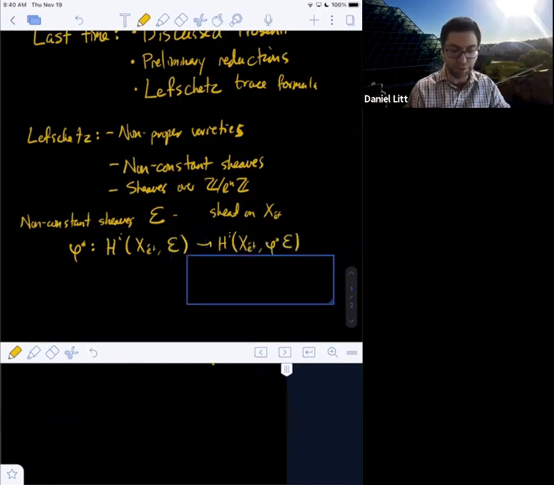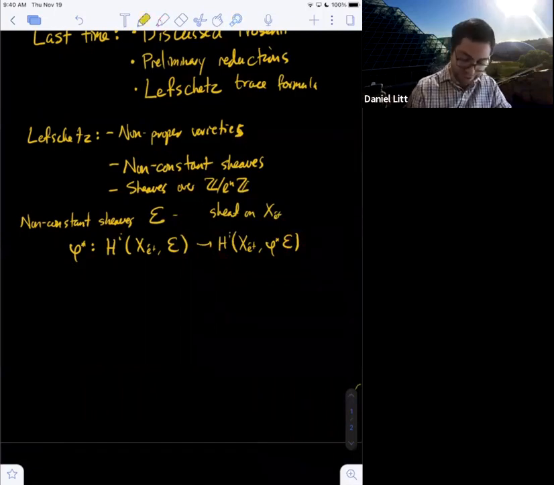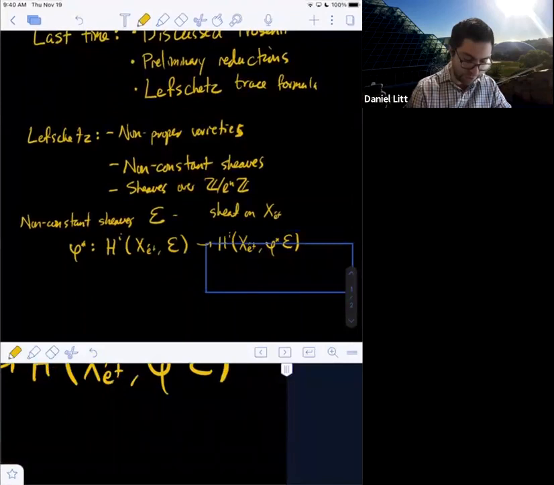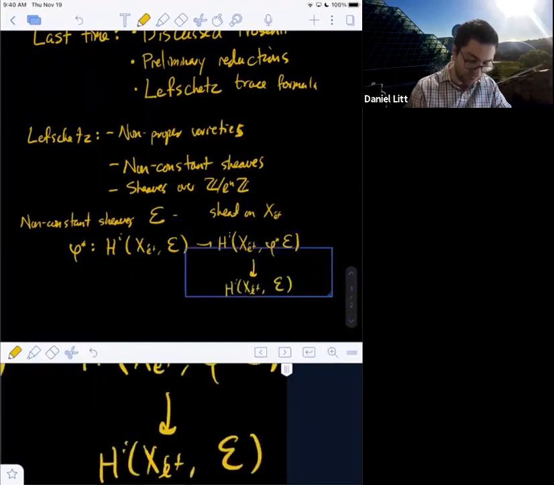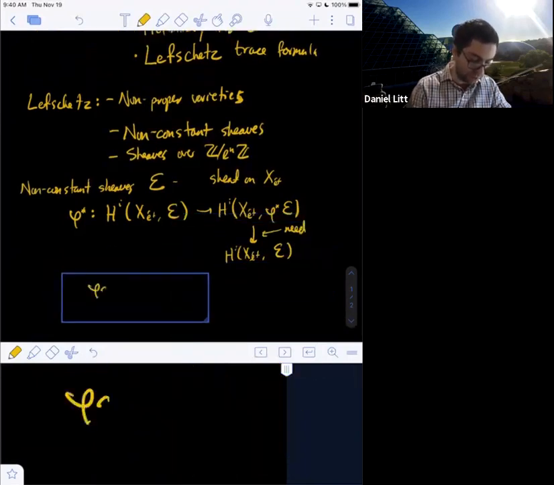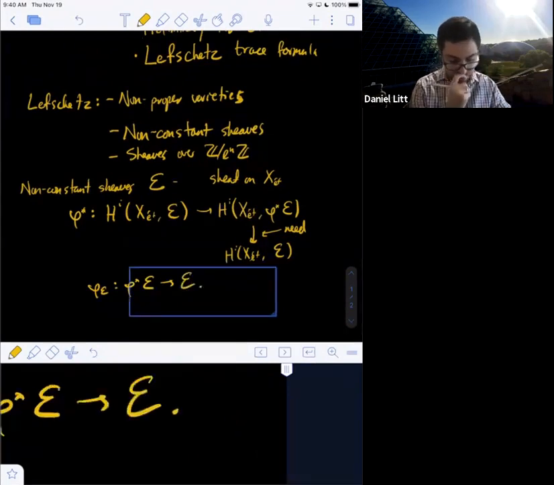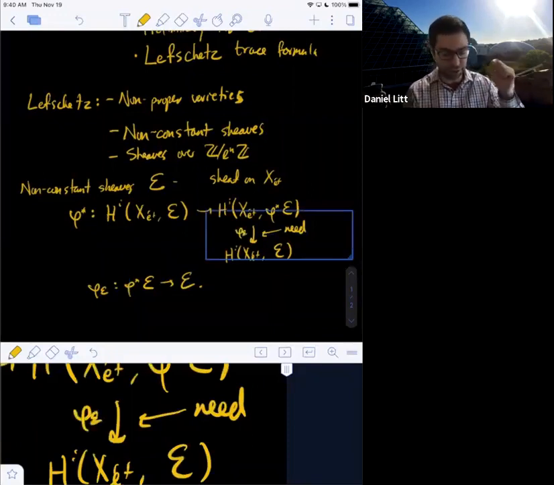Okay, and now this is not the kind of thing that you can take the trace of, right? Because the source and target are different. So in order to get something we can take the trace of, which is what we want to do if we want to have some kind of Lefschetz formula, we need a map to H^i of X étale with coefficients in E. And one way to get it is if we already have a map from phi star of E to E. All right, so then we can just take this to be applying phi_E to the coefficients.